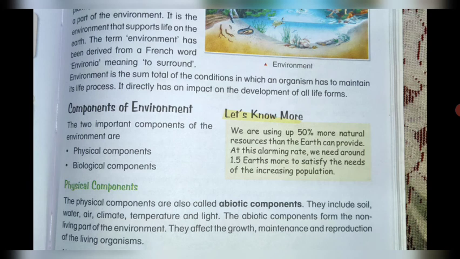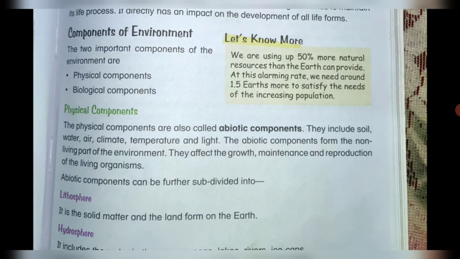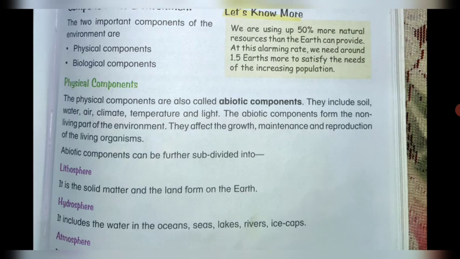The components of the environment: two important components are there, the physical component and the biological component. The physical component, also called the abiotic component, includes soil, water, air, climate, temperature, light. Abiotic components form the non-living parts of the environment. They affect the growth, maintenance and reproduction of a living organism.